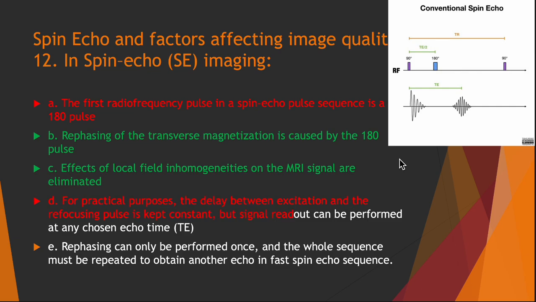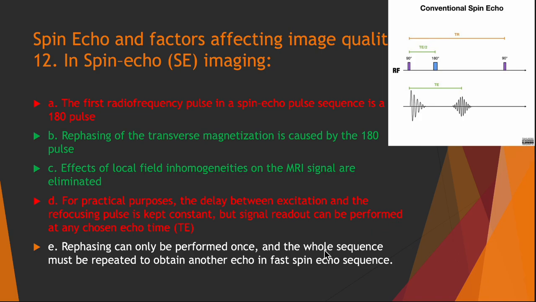For practical purposes, the delay between excitation and refocusing pulse is kept constant, but signal readout can be performed at any chosen echo time. So the answer is false. Why? Because the time to echo is always double the time between the initial 90 and 180-degree pulse. So if the time between the 90-degree and 180-degree pulse was TE/2, then definitely the TE will be double this particular time.